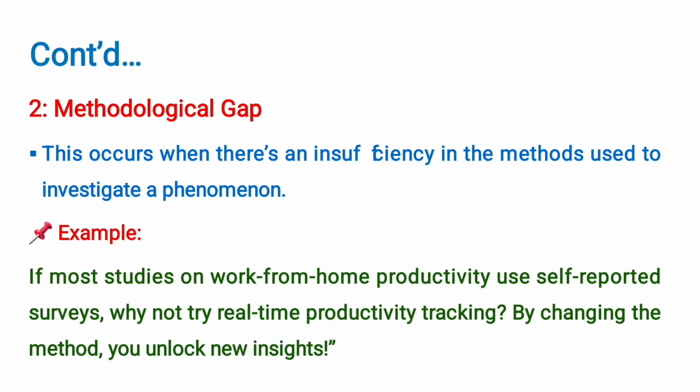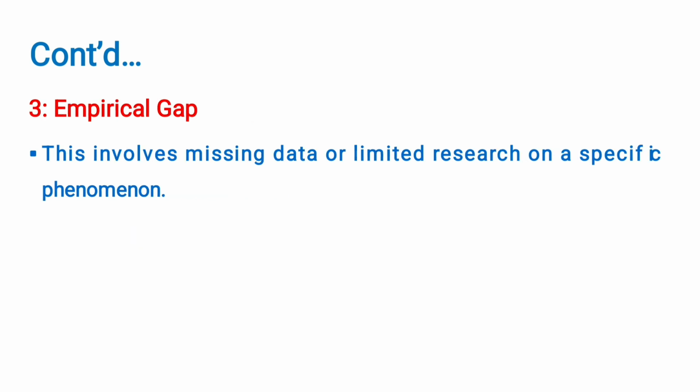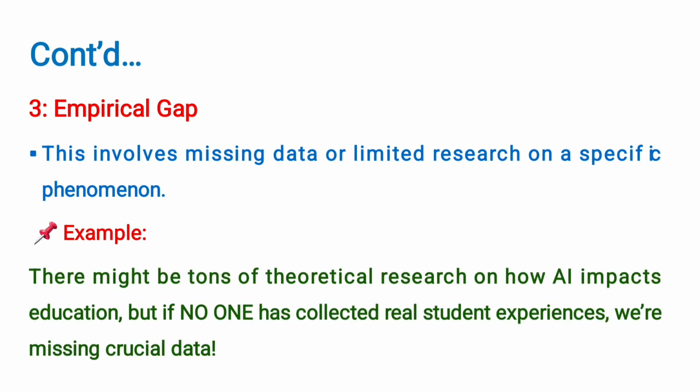Now, let's talk about gaps where we just don't have enough data yet. That is the empirical gap. The empirical gap happens when there is a lack of real-world data to back up theories. For example, there might be tons of theoretical research on how AI impacts education. But if no one has collected real student experiences, here we are missing crucial data. As a pro, you should look for theories that lack case studies, surveys, or experimental data, and conduct your own study, and you have got an original research project.